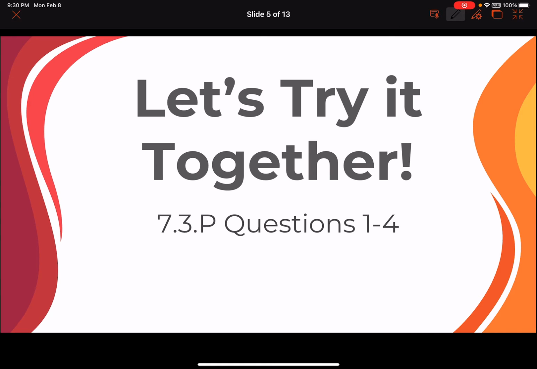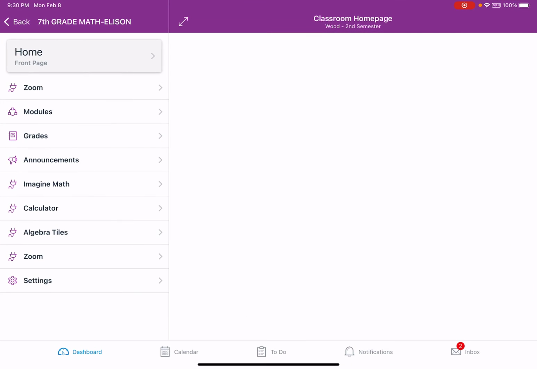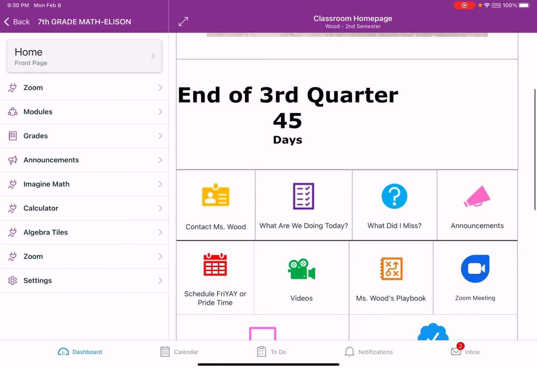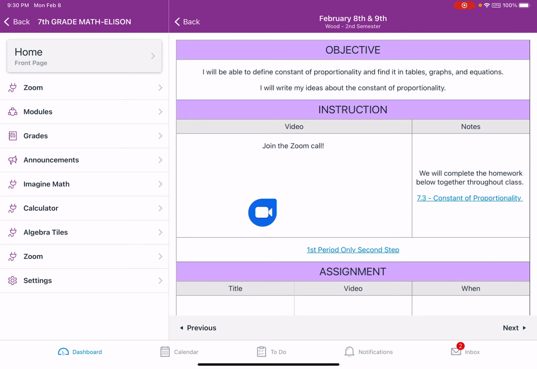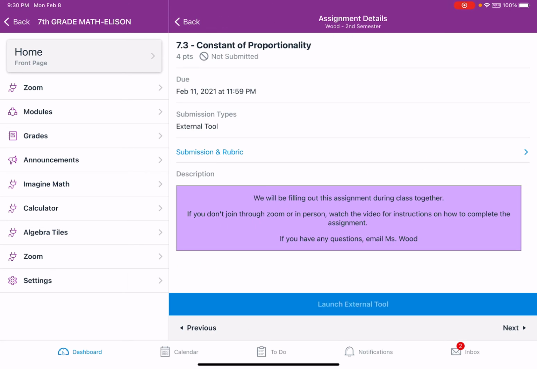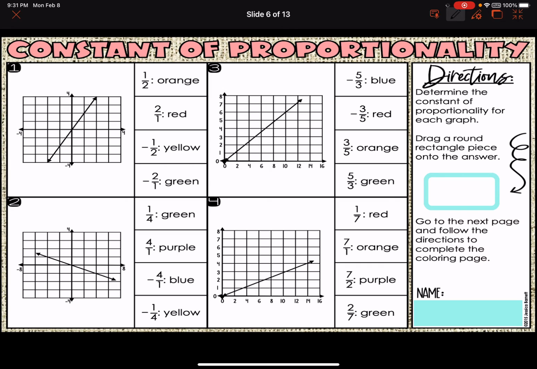So I want you now to try this on questions 1 through 4 of your homework, okay? You can find your homework by going to our home page, clicking what are we doing today, clicking on today's date, the 8th or the 9th, and then it's right here, 7.3 constant of proportionality. This is just going to open up as a Google slide, so go ahead and open it up. What you're going to do is work through questions 1 through 4, okay? And when you have the right answer, you're just going to drag this blue square on top of whatever the right answer is, okay? I can't drag mine, but you should be able to drag it, okay?